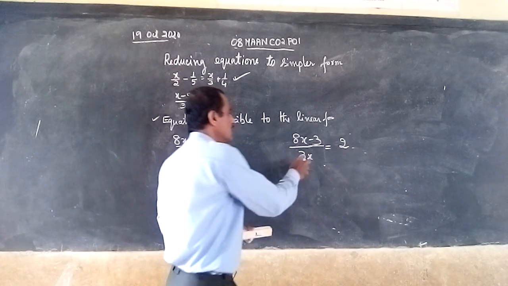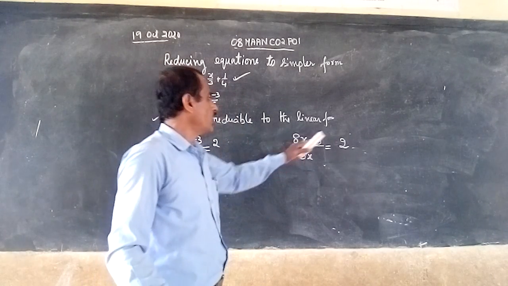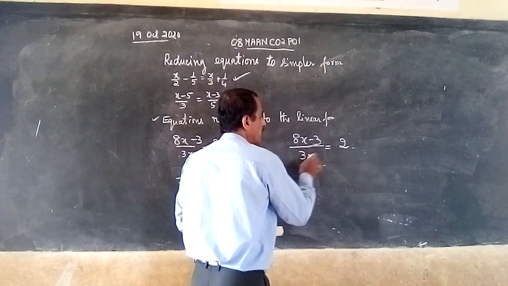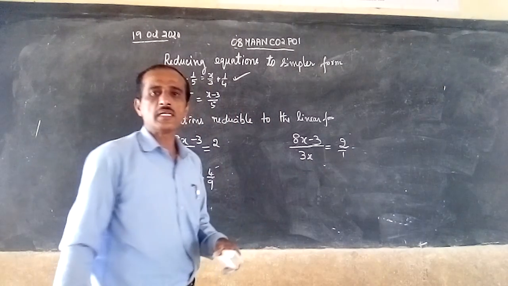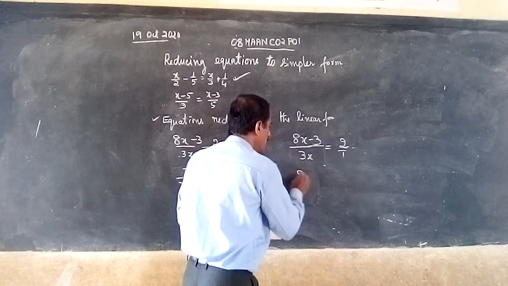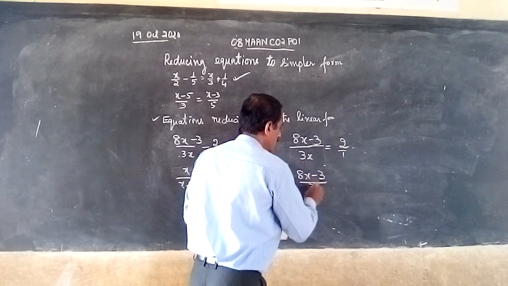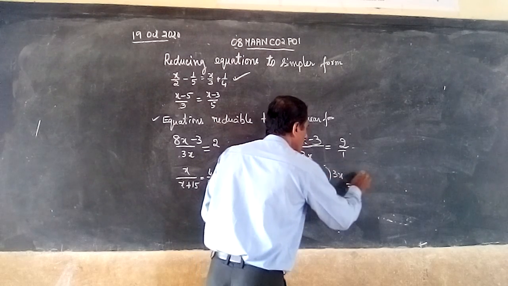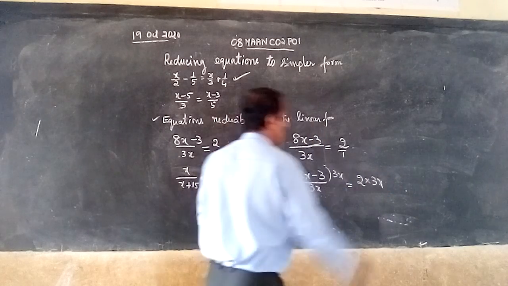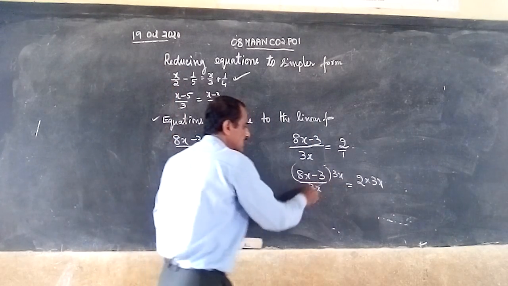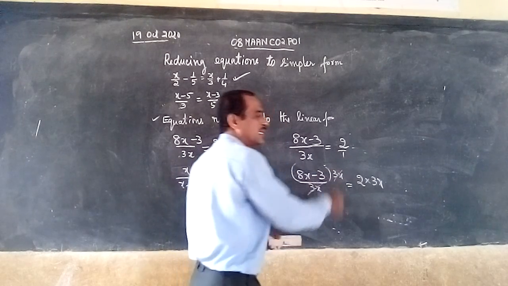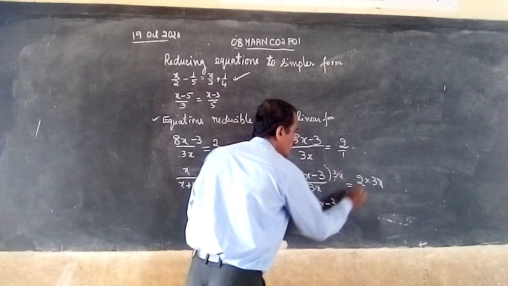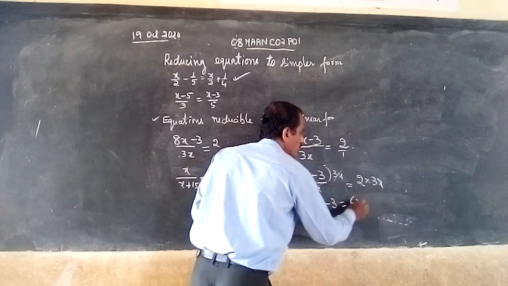Now what you have to do is, whatever is there in the denominator, you have to multiply it here. So if you multiply by 3x on both sides, 8x minus 3 by 3x into 3x is equal to 2 into 3x. It becomes like this. So 3x and 3x get cancelled. Now what happens? 8x minus 3 is equal to 2 into 3x, which becomes 6x.